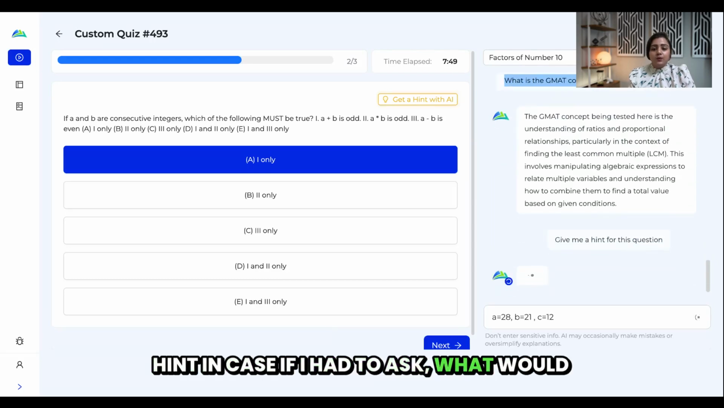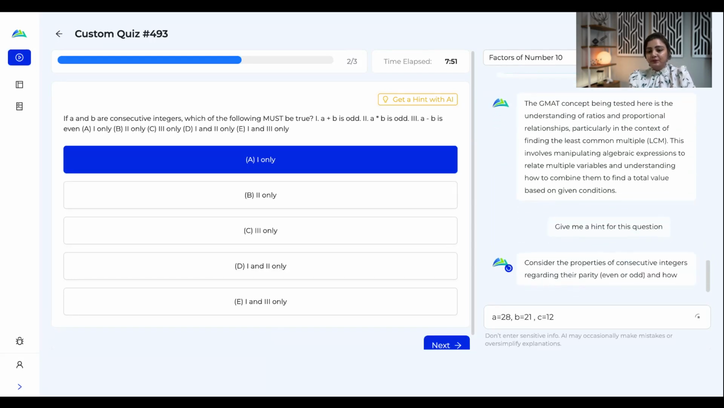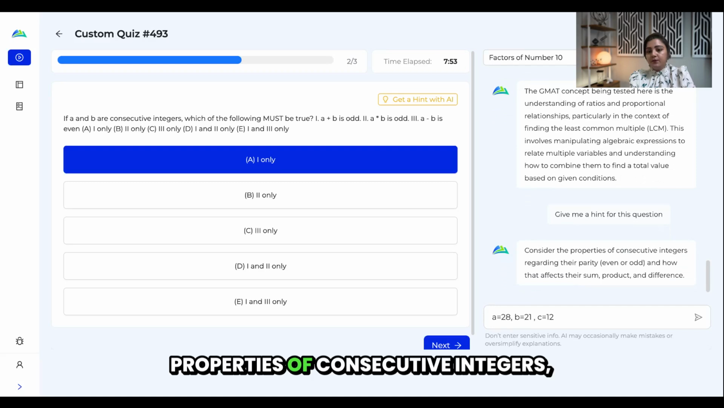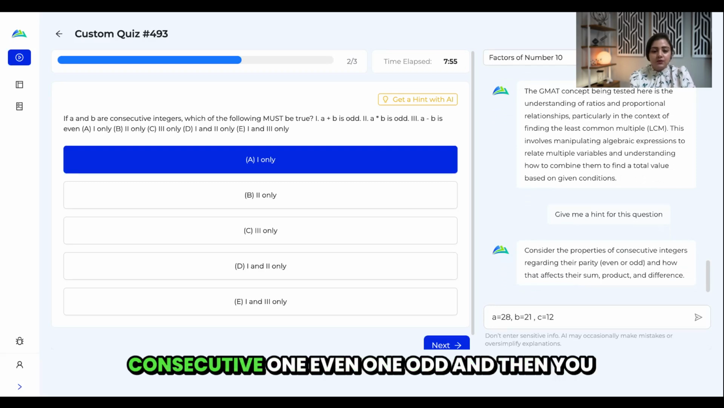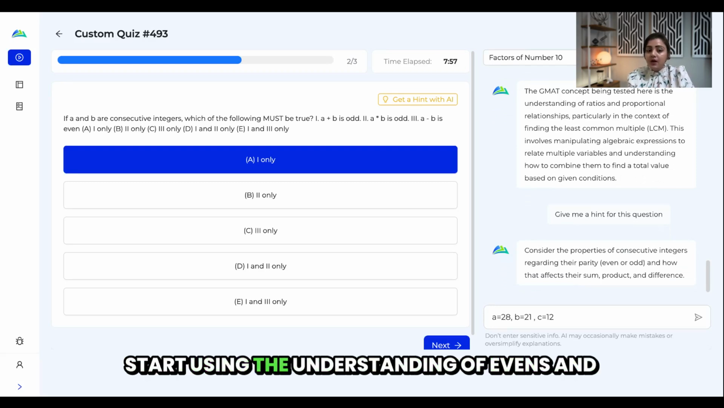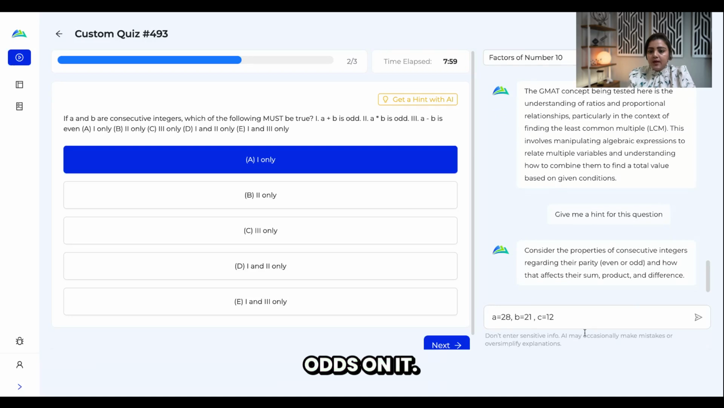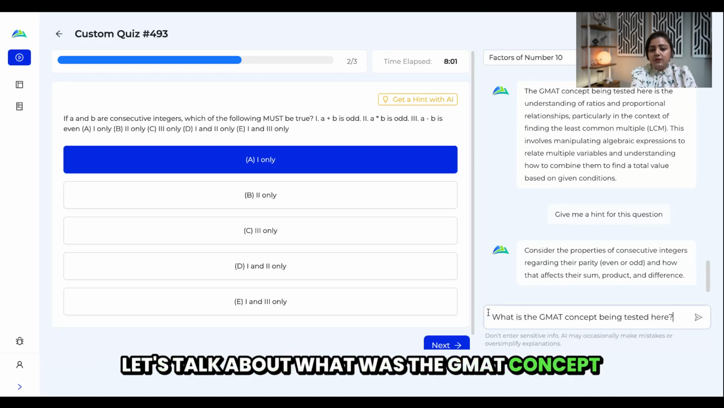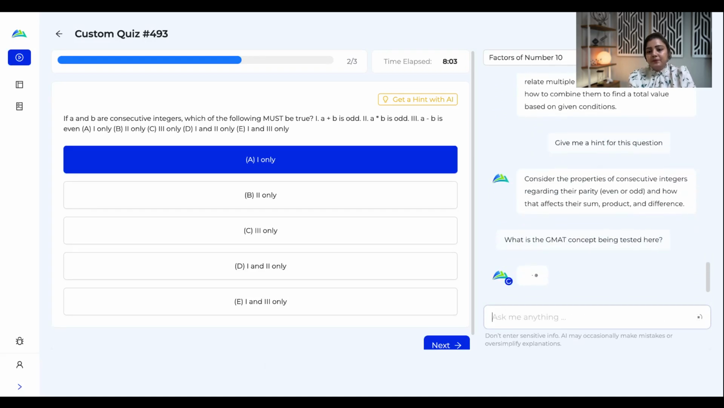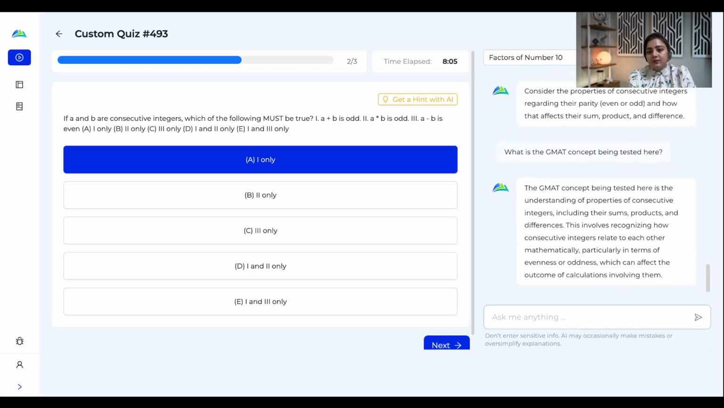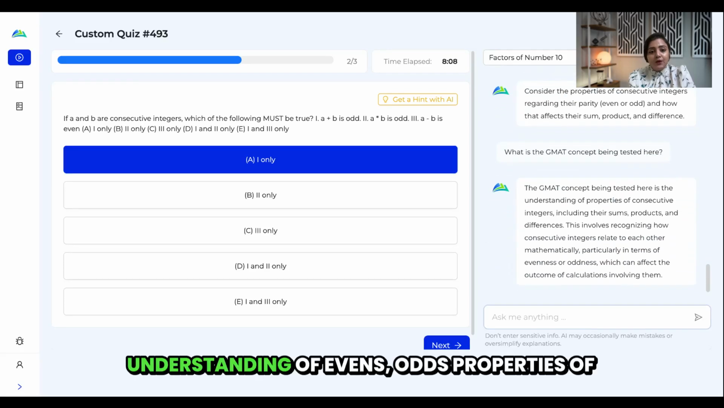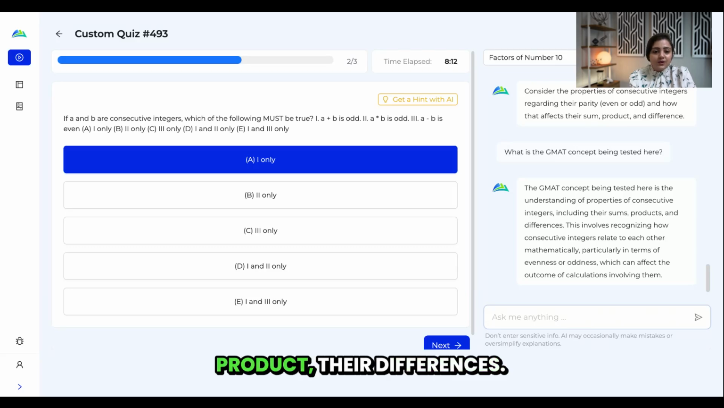But let's ask it for a hint. In case I had to ask, what would the hint give me? Properties of consecutive integers. Consecutive, one even, one odd, and then you start using the understanding of evens and odds on it. Let's talk about what was the GMAT concept being tested here. Understanding of evens, odds, properties of consecutive integers, their sums, their product, their differences.